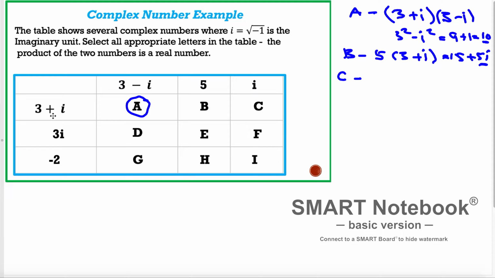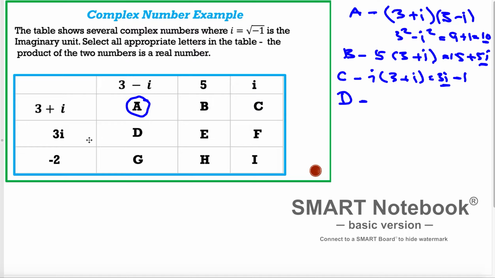C is (3 plus i) times i, or i times (3 plus i). And this one is going to be 3i, and i times i is i squared. But i squared is minus 1. So it's minus 1 plus 3i. So this is not a real number, because again it has this imaginary part. In a complex number, this here is the imaginary part. So it's not a real number. So let's go now with D.